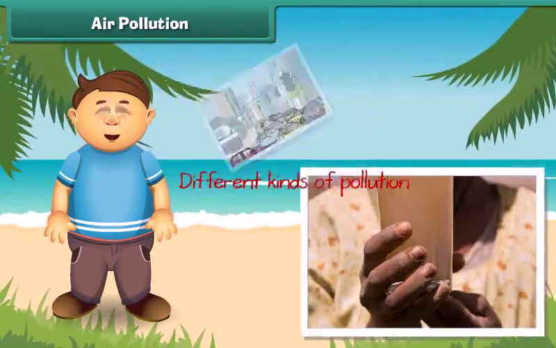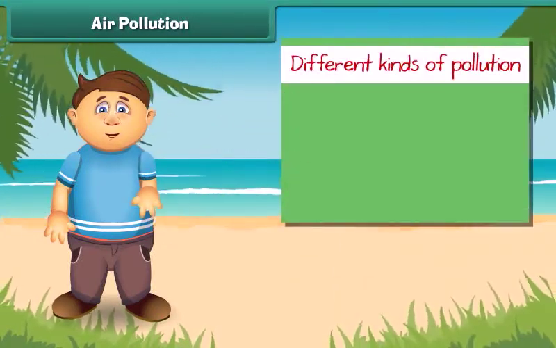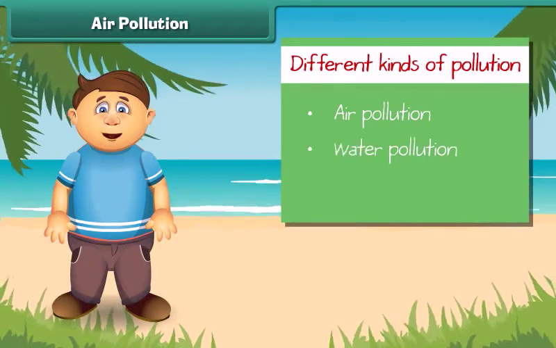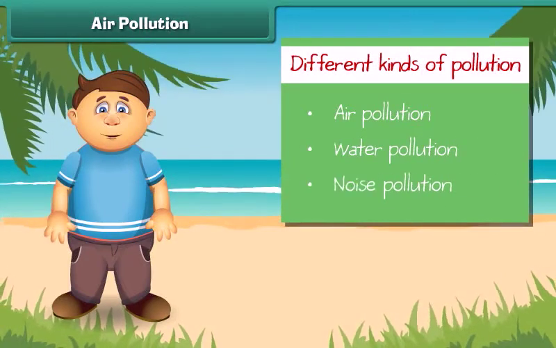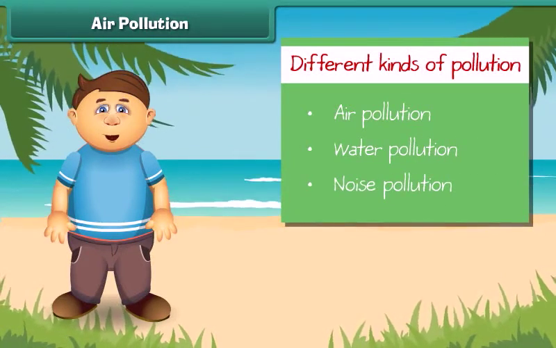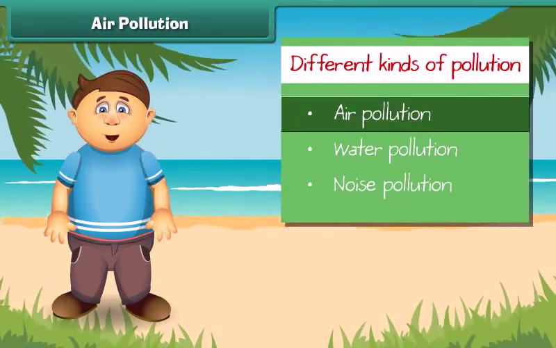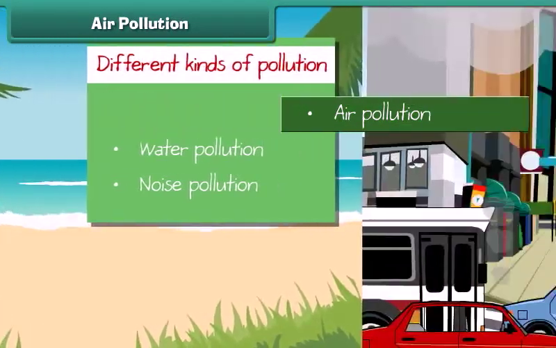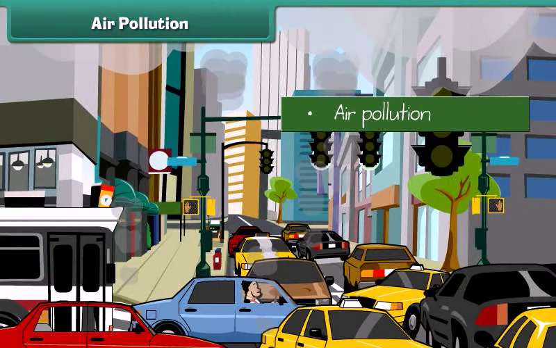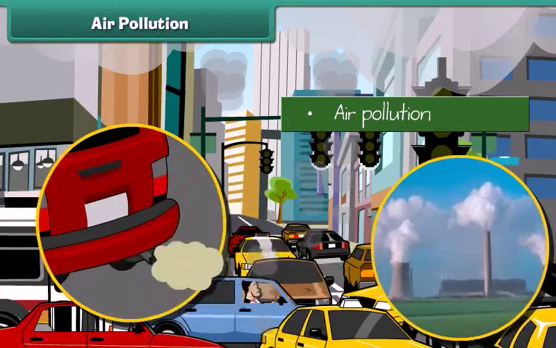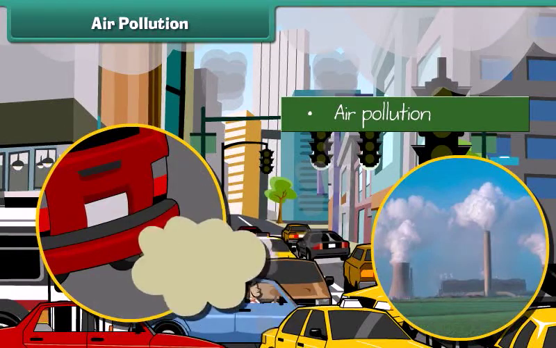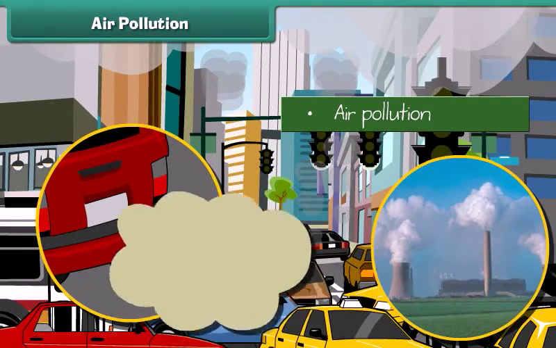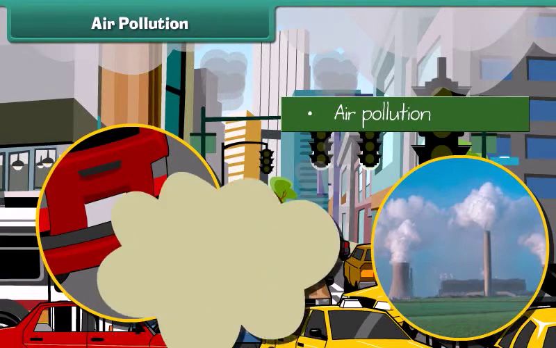Actually, pollution is mainly of three types: air pollution, water pollution, and noise pollution. At first, let's know about the air pollution in detail. Air gets polluted when the unwanted substances, air pollutants, enter in it. But the question is, how do these substances enter into the air? These substances, air pollutants, come due to burning of fuels, emission of poisonous gases from industries.